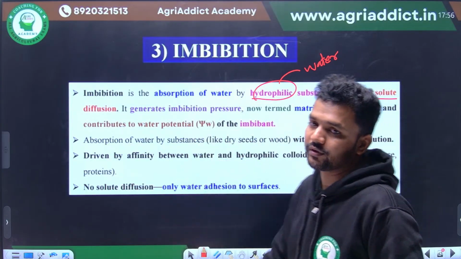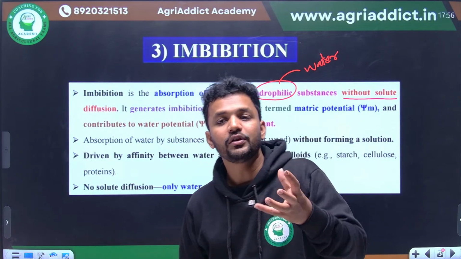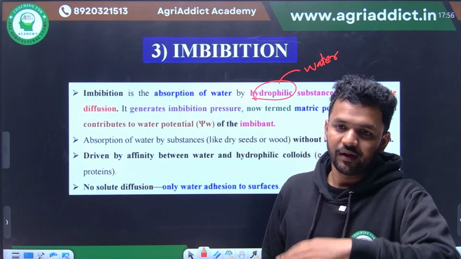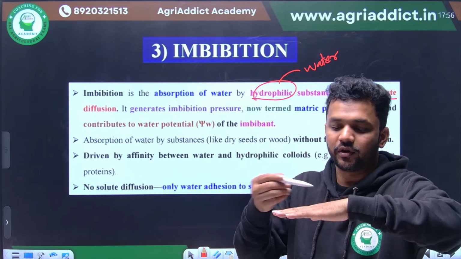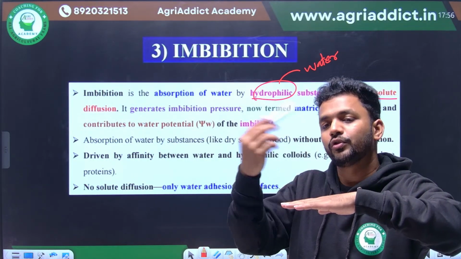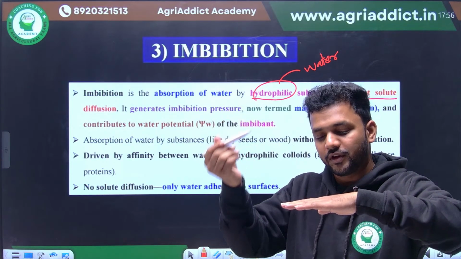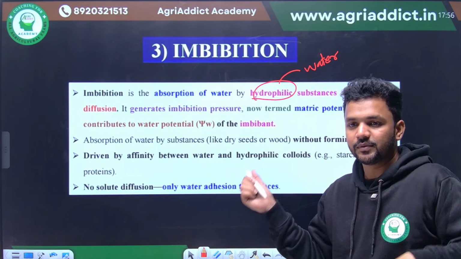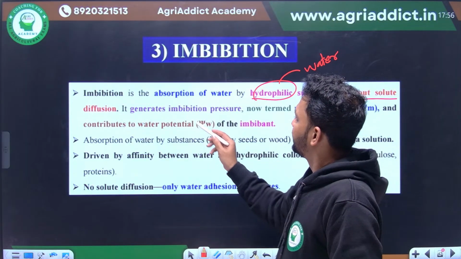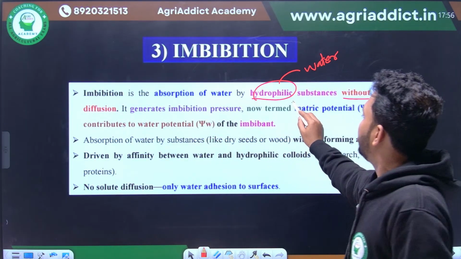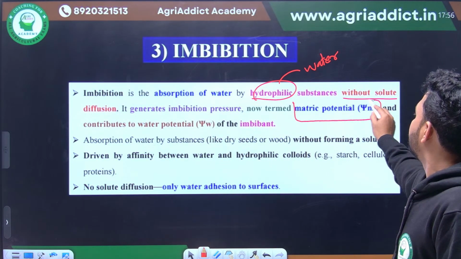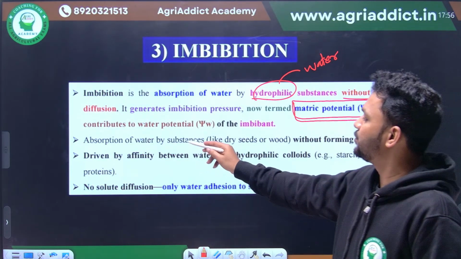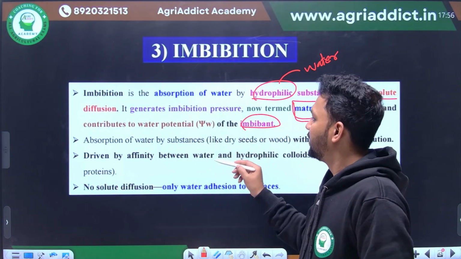Without solute diffusion. The solute will not diffuse, only water will enter. On the surface, the solute will not diffuse, or from the surface, the solute will not go to the solvent. Only the solvent will be absorbed by the substance on its surface. That is imbibition. And the imbibition pressure is now known as matric potential and contributes to the water potential of the imbibant.